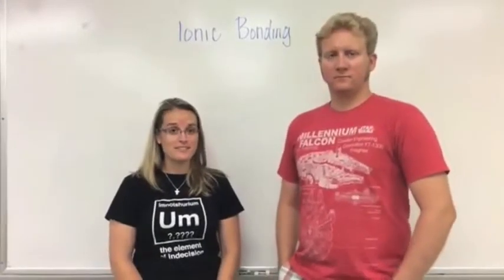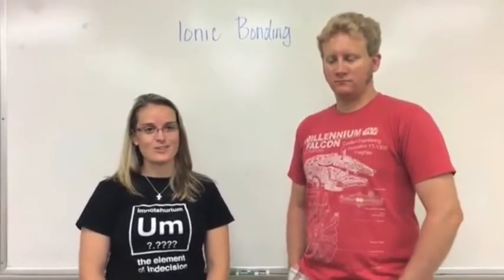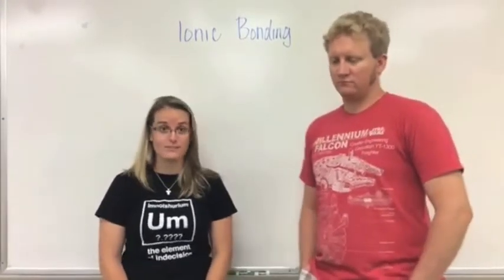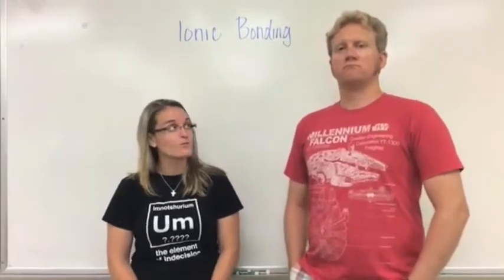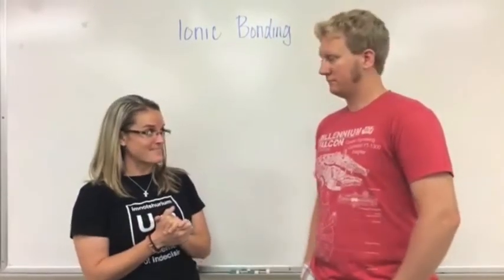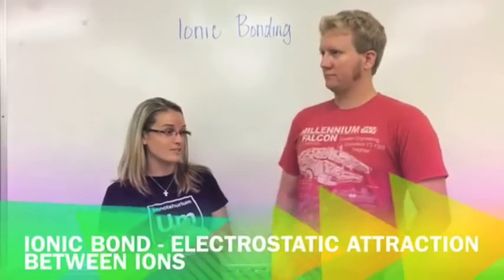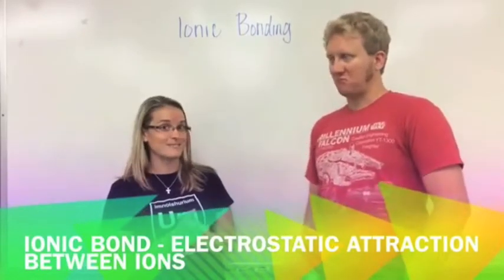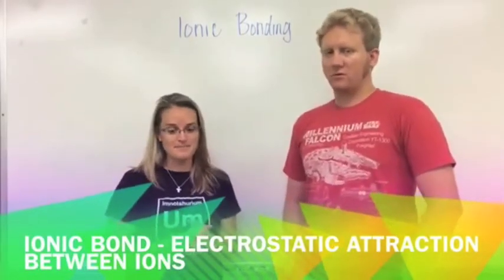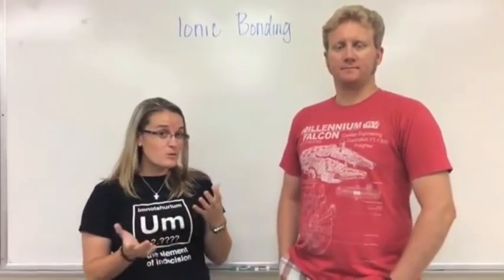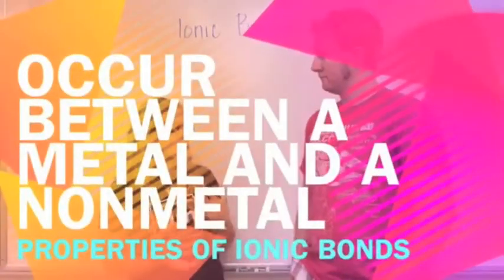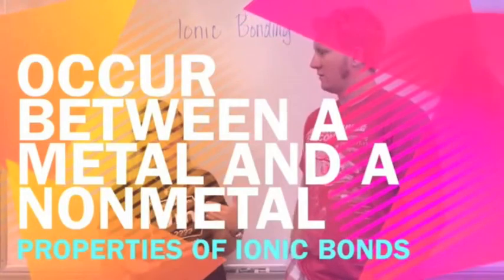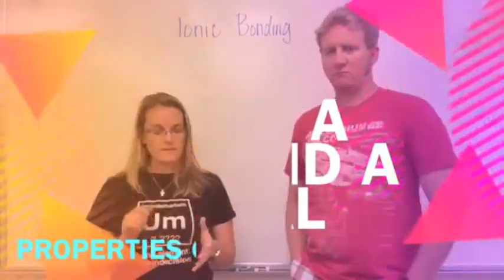All right, so today we're going to talk about ionic bonding and drawing Lewis dot diagrams or dot diagrams. So the first thing you need to know about ionic bonding is that it's the electrostatic attraction between cations and anions. Okay. We'll explain that in a minute. Good. So more or less what you need to know, ionic bonds occur between metals and nonmetals. Okay. Big punchline to take home.